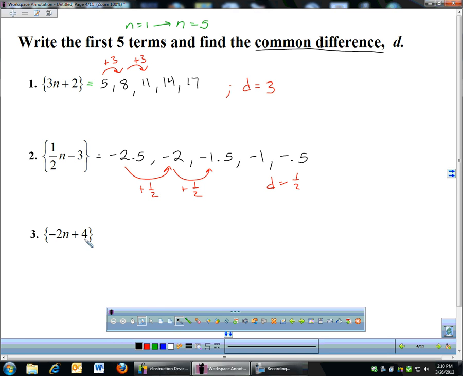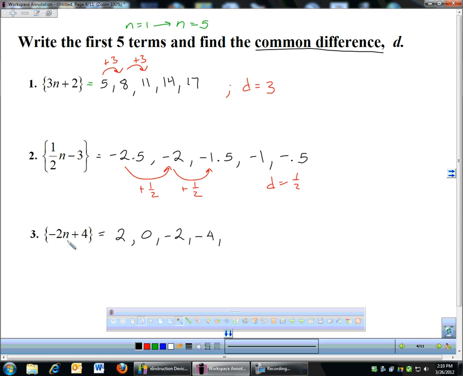Right here, negative 2n plus 4. First 5 terms: start by plugging in 1 for n. Negative 2 times 1 plus 4 is 2. Negative 2 times 2 is negative 4, plus 4 is 0. Negative 2 times 3 is negative 6, plus 4 is negative 2. Negative 2 times 4 is negative 8, plus 4 is negative 4.